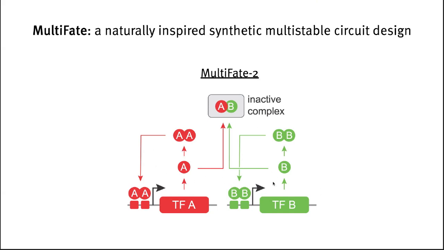B works exactly the same way. B forms B homodimers that activate B. And then critically, A and B can form a heterodimer that's inactive. It just doesn't do anything. So in this design, you have both positive autoregulation of each transcription factor and cross inhibition at the protein level.